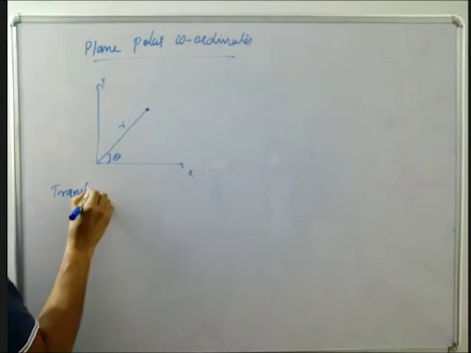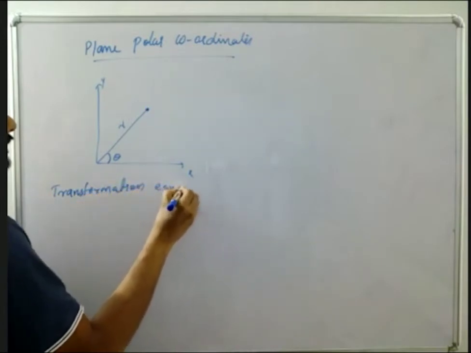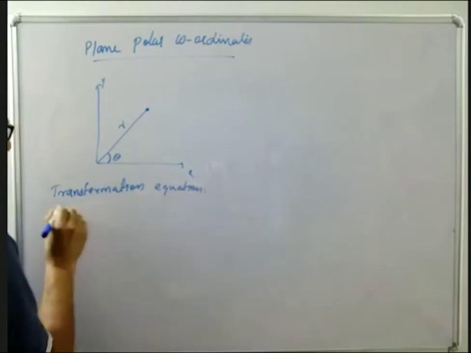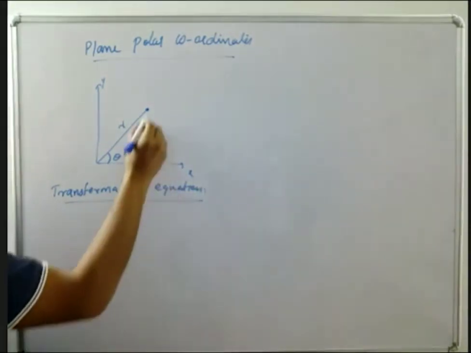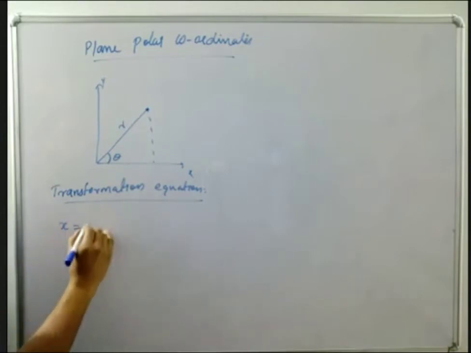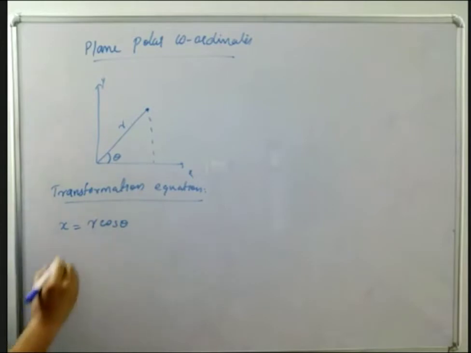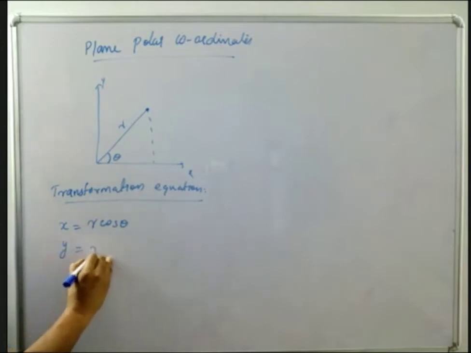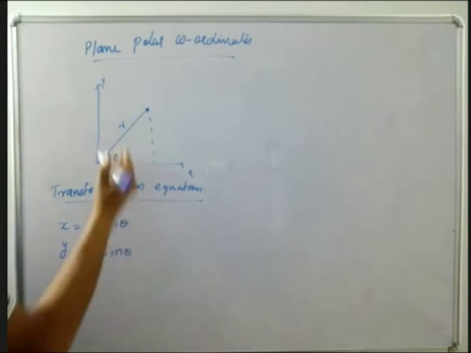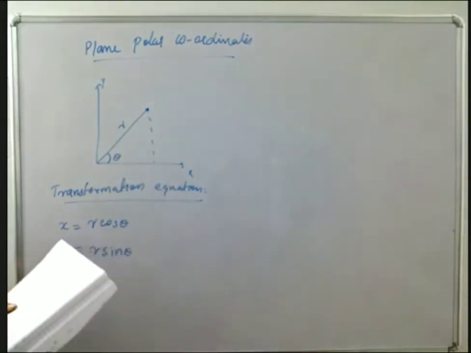Let's do the whole step here, and then we'll interpret the result. We have the transformation equation. What is the x coordinate of the system? Let's write x equal to r cos theta, and y is equal to r sin theta, just by looking at it.